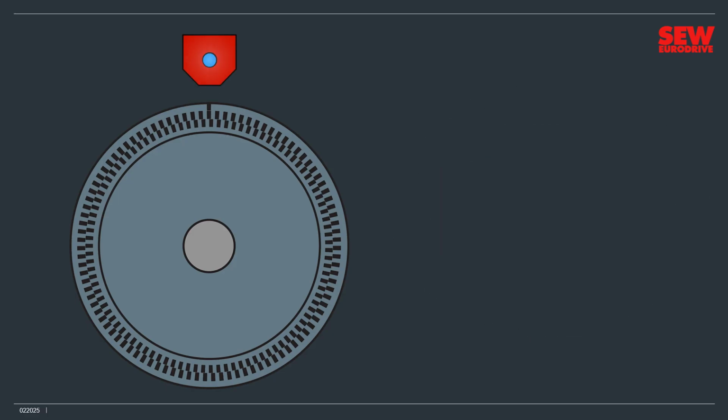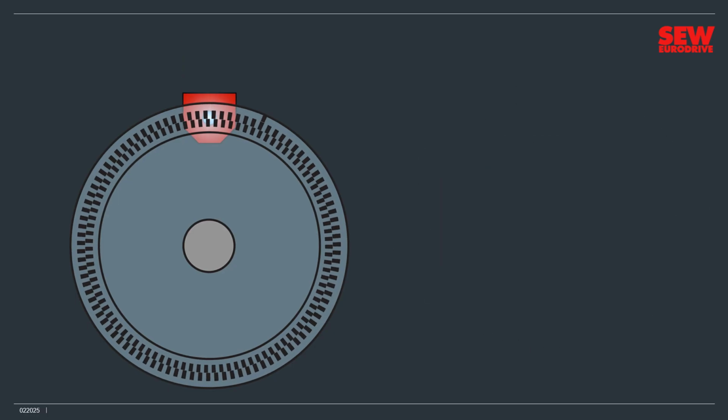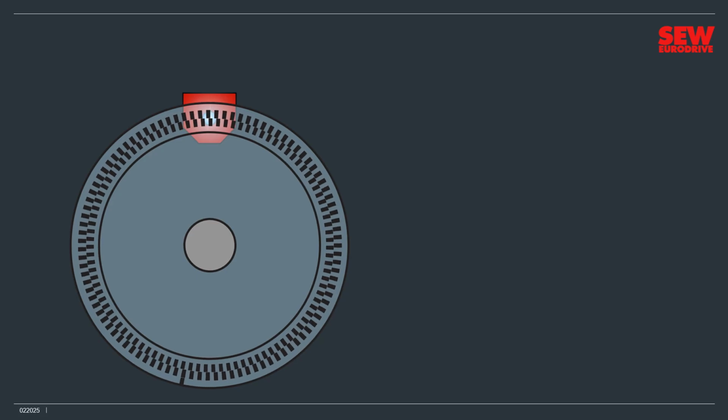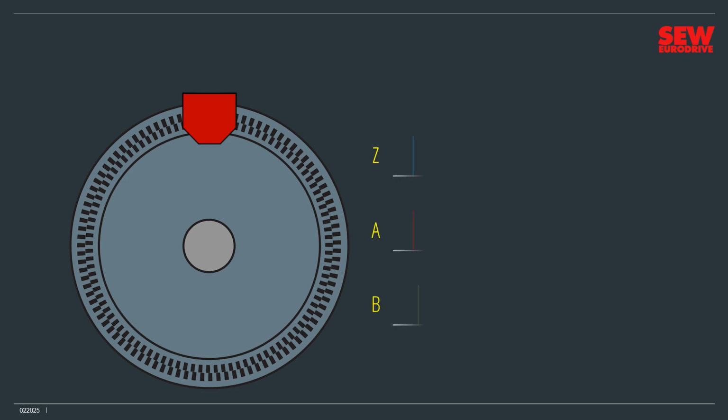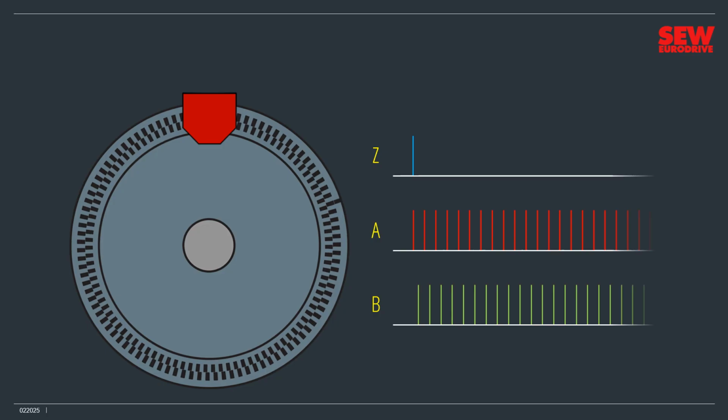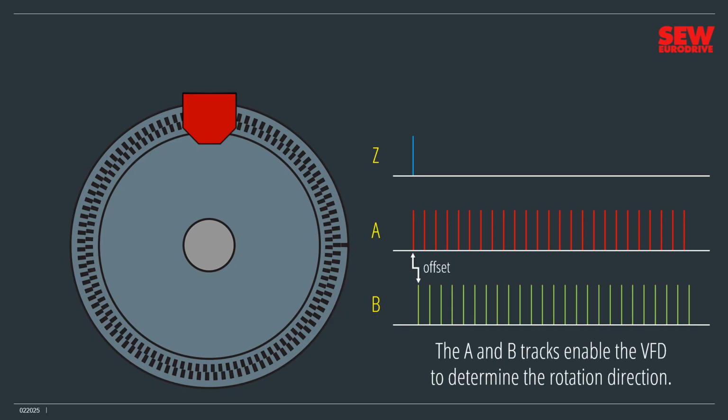A light source shines through the disc. As it turns, the black lines interrupt the light, making it appear to blink. The faster the disc turns, the faster the light blinks. Three sensors on the opposite side detect the flashes and generate the electrical pulses. Notice that there's just one Z pulse per revolution, but many A and B pulses. Also notice that the A and B pulses are offset, just as the marks on their tracks are offset. What's the purpose for this? Because they're offset, the A and B tracks enable the VFD to determine the rotation direction. Pretty clever.